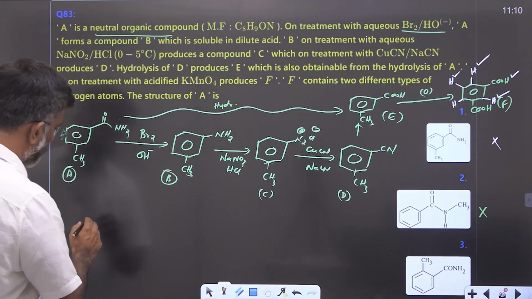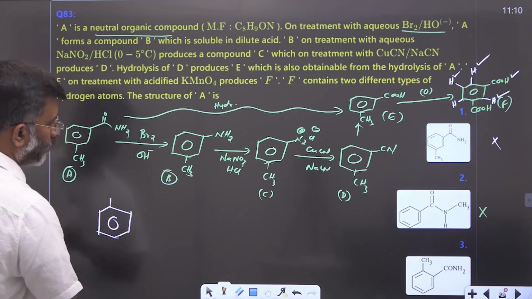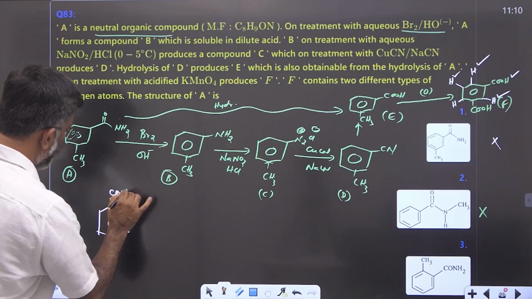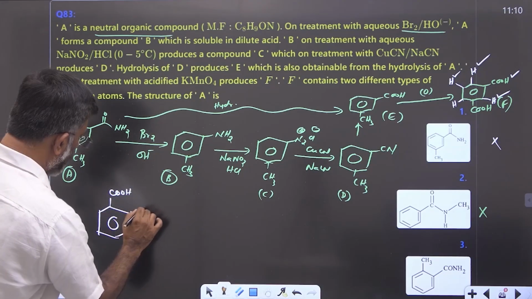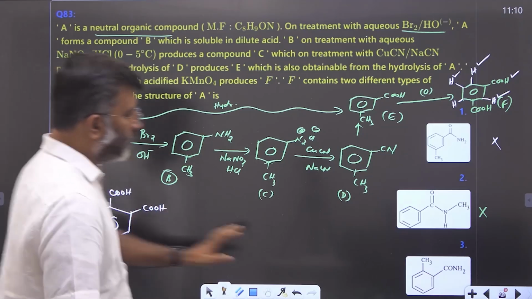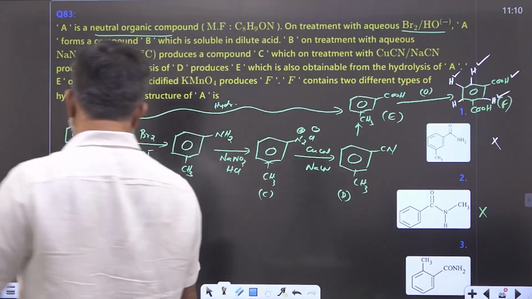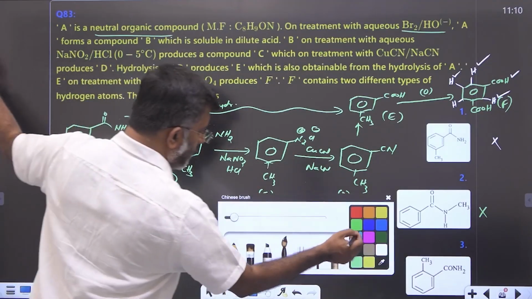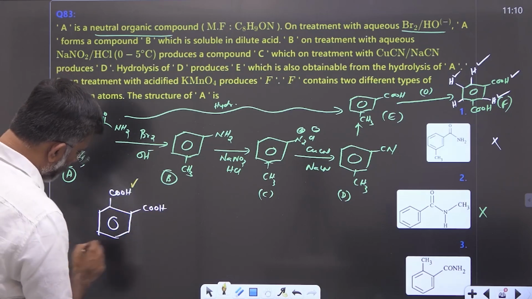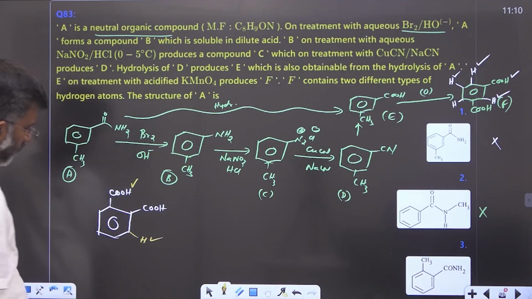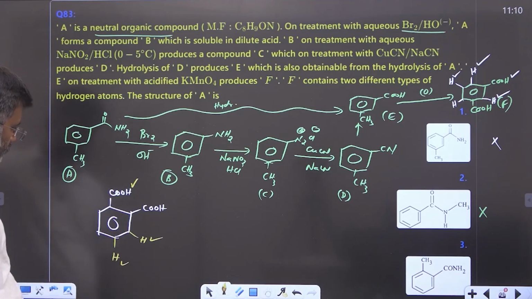What about option 3? When you do the similar procedure, you will end up with a COOH here and COOH here. If you do the similar procedure, you will end up with phthalic acid. How many different types of hydrogen here? Is it 2 types or not? This and this are the same. This is a different one. Now this is another one, isn't it?